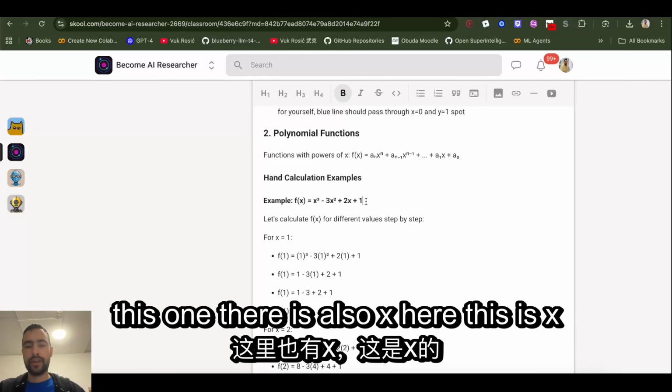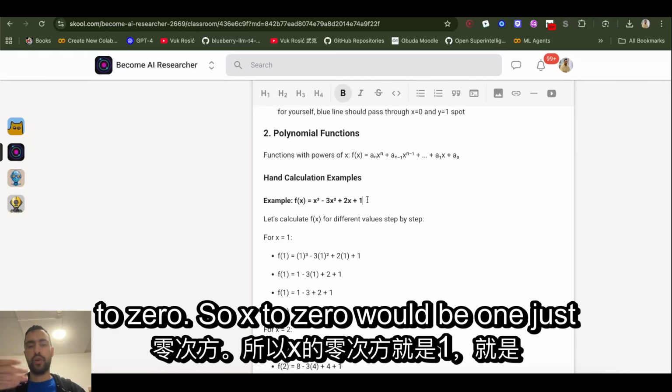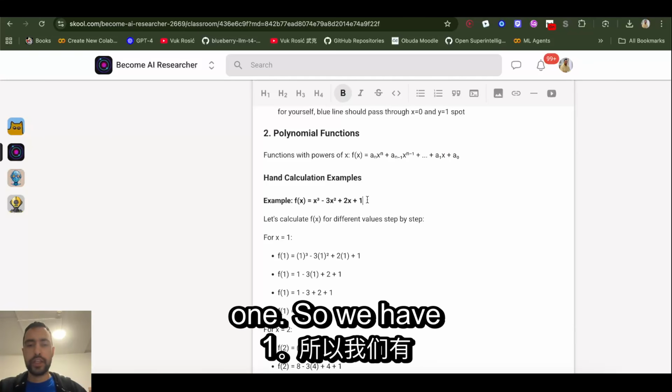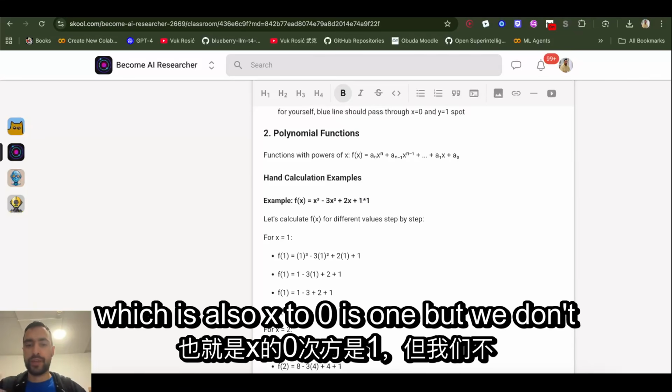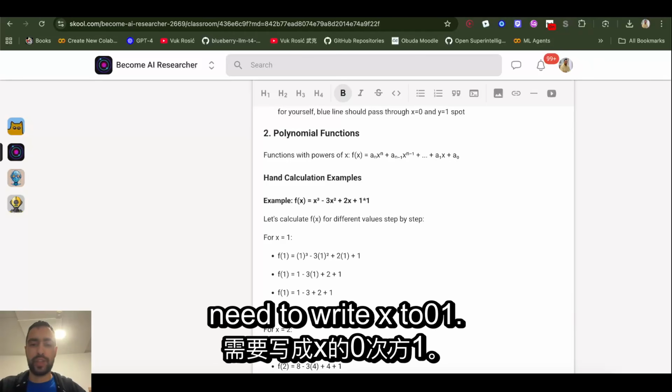Also in this one, there is also x here. This is x to 0. So x to 0 would be 1, just 1. So we have the constant 1 times x to 0, which is 1. But we don't need to write x to 0.